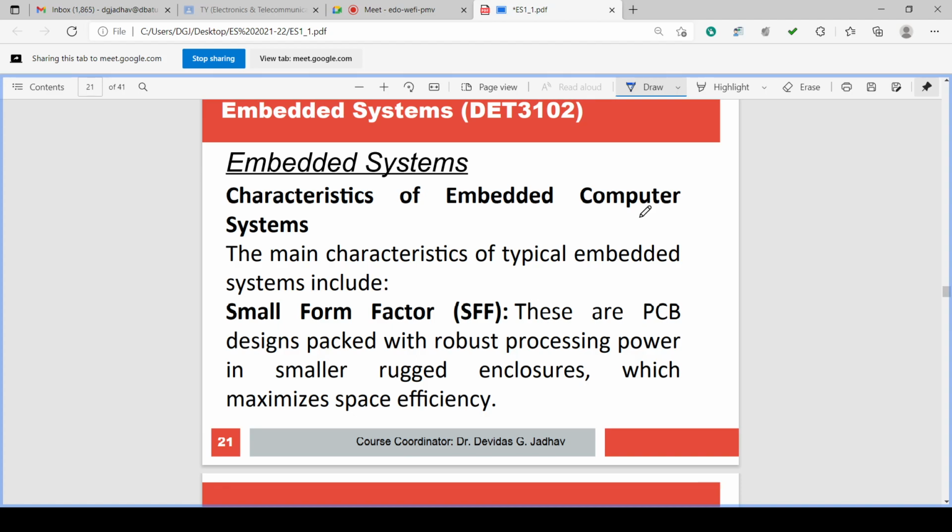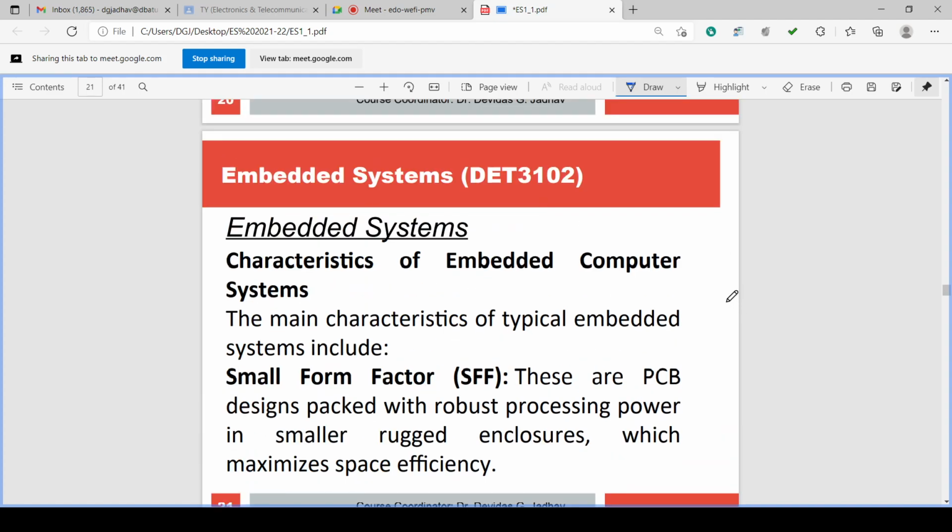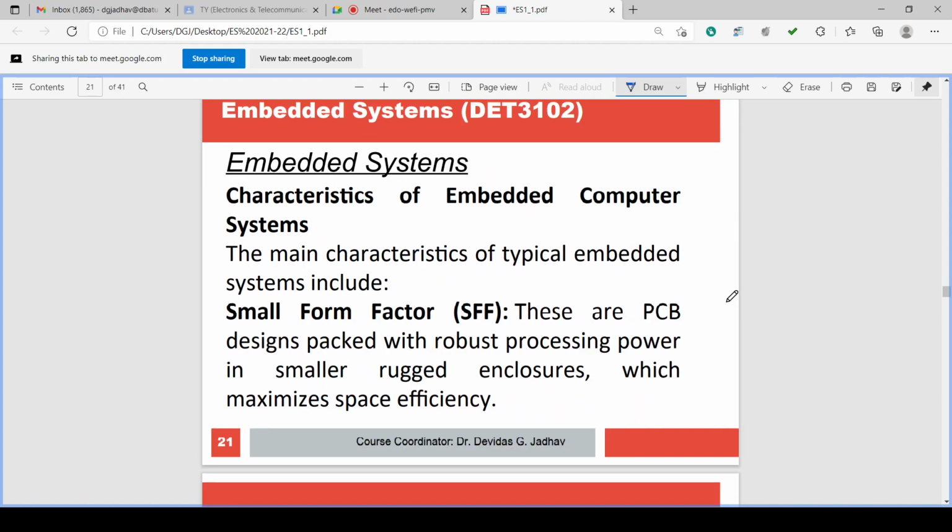Characteristics of the embedded system. What do you mean by characteristics of the embedded system? Suppose we have any system: how fast the system reacts, how accurately the system works. These are the characteristics of a system. Similarly, there are some characteristics for the embedded system. We'll see the main or typical characteristics.